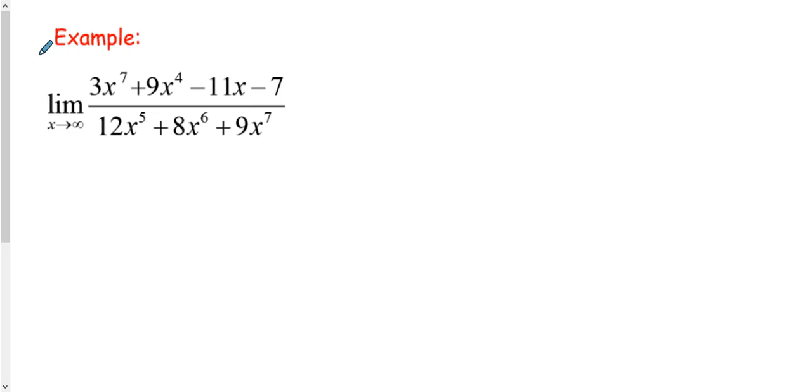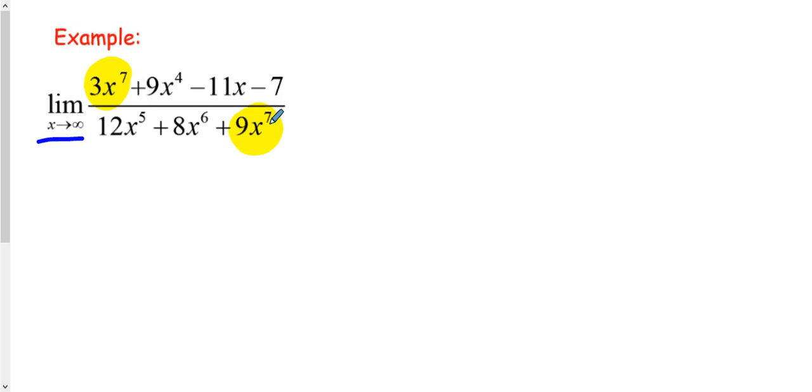Hopefully you have them written down. We have the limit as x approaches infinity. On the top, we have 3x to the 7th plus 9x to the 4th minus 11x minus 7. Then on the bottom, we have 12x to the 5th plus 8x to the 6th plus 9x to the 7th. Be very, very careful, because the highest power up here is in the front, but the highest power on the bottom is all the way in the back. You care about the highest power on the top and the bottom.